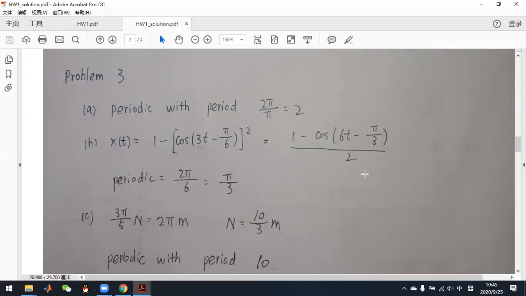I see some of you wrote in the homework that pi over 3 is an irrational number, so it is an aperiodic signal. Actually, x of t is a continuous time signal, so it can take any real number value. So the periodicity of the signal is irrelevant to whether it is a rational number or an irrational number.